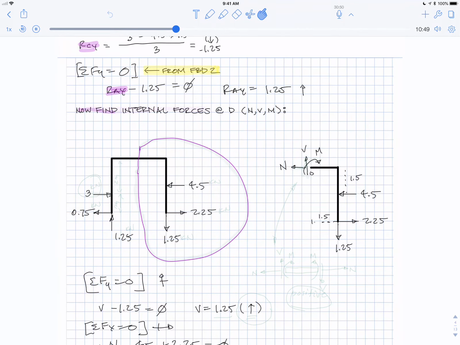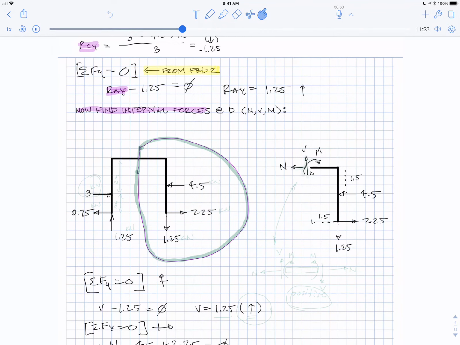Now, find the internal forces at D. So here is the frame with all the reactions drawn in. And in class, I took a slice and then I gave the class a choice. We can circle either left or right. It was about 50-50. It was a close call, but the majority voted to circle to the right. This would have been just as easy to circle to the left, but anyway, that's what we did.